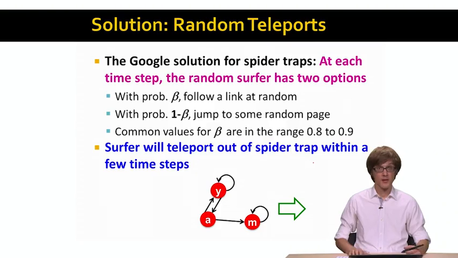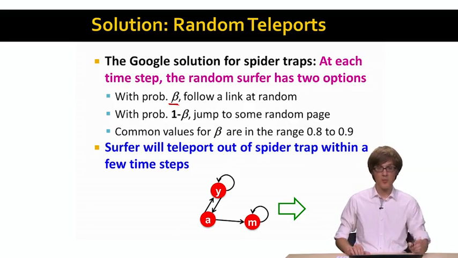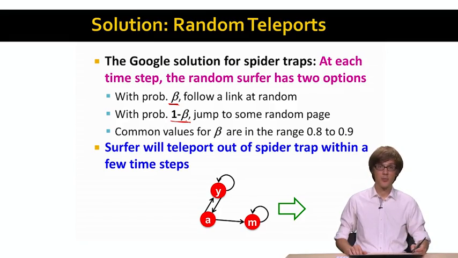Now, how to solve the problem of spider traps is to slightly modify our random walk way of thinking about PageRank. The way Google solved the spider traps is to say that at each step, the random walker has two choices. With some probability beta, the random walker will follow an outgoing link at random, the same as it was doing before, but with the remaining probability, the random walker will randomly jump to some other random web page.